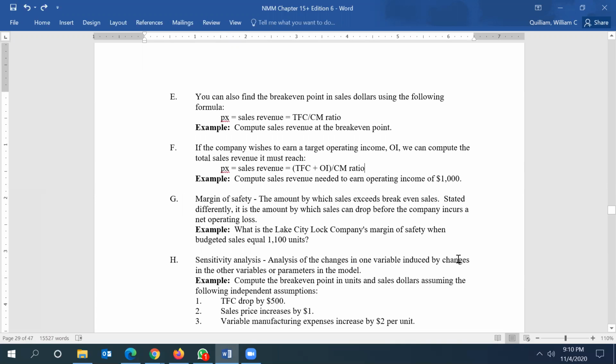Now, in G, something that's related to break-even analysis is called margin of safety. It's the amount by which sales exceed break-even sales. Stated differently, it's the amount by which sales can drop before the company incurs a net operating loss. As an example, what is the Lake City Lock Company's margin of safety when budgeted sales equal 1,100 units? So let's see that on the PDF.